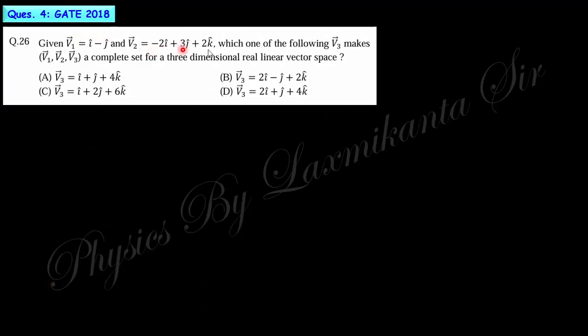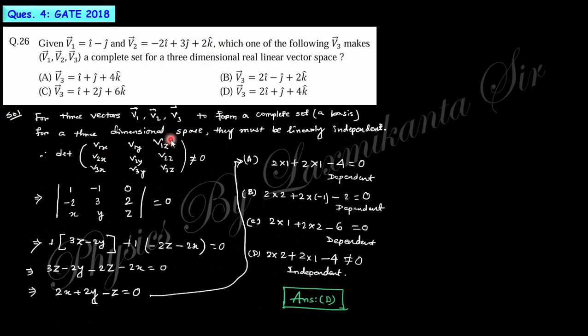Next question: given v1 and v2, which of the following v3 will span the three-dimensional real linear vector space? For a linear vector space, the vectors must be independent of each other. That means their determinant is not equal to 0. So first we take the components x, y, z, and these two are given. If you take the determinant and it is 0, that means it is linearly dependent, otherwise not equal to 0 means linearly independent. So these three are dependent. Only this one is not equal to 0, that means this is independent. So option D is the correct answer to this question.